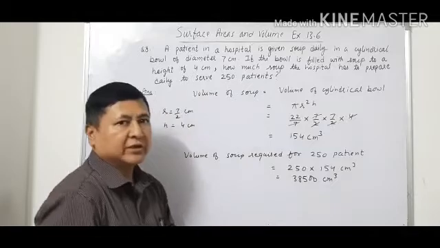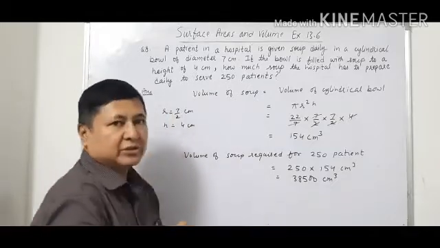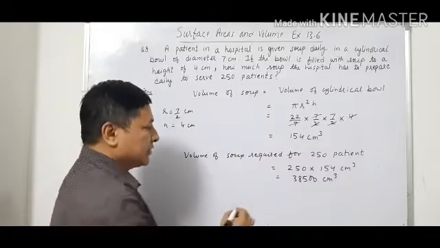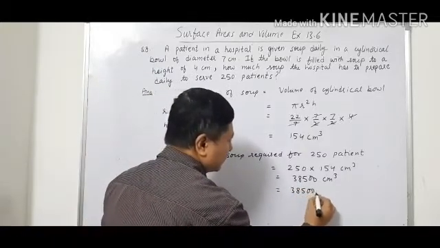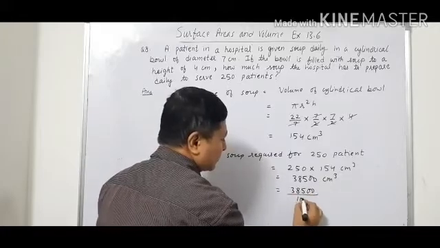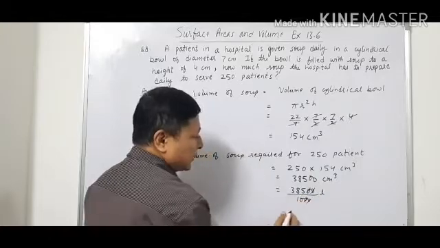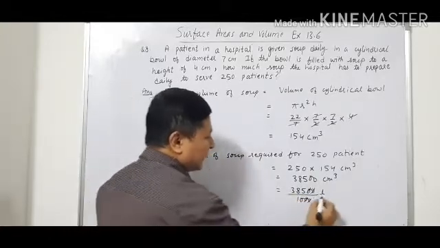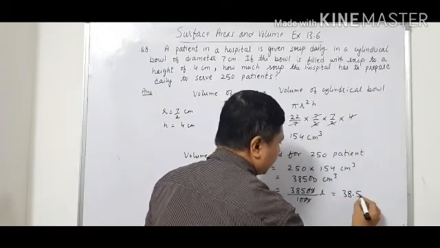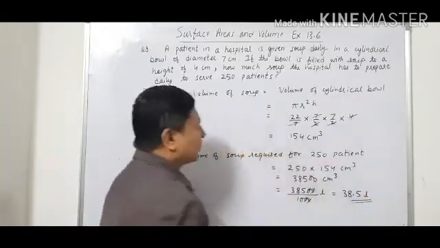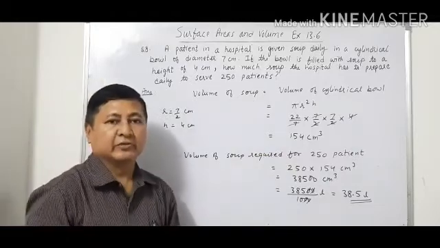And if you want to convert into liter, we will divide by 1000, because 1 centimeter cube is equal to 1 upon 1000 liter. So 38500 upon 1000 is in liter. This will cancel this 0. Now 385 upon 10 will be equal to 38.5 liters. So 38.5 liters of soup will be required to serve 250 patients.